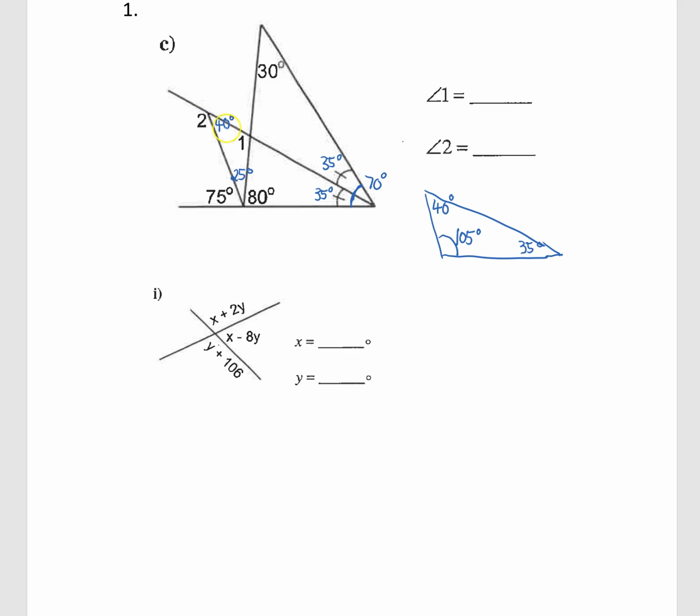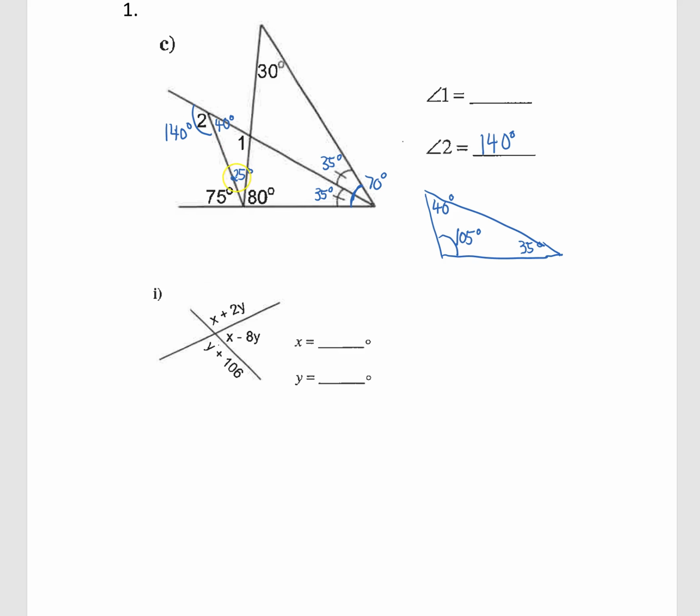So now we can see that we have a straight line here, and one angle is 40 degrees, and another angle is angle 2 that we're trying to find. So those two angles should add up to 180 degrees because a line is 180. So if we do 180 minus 40, we get 140, and that means that this angle here is 140 degrees. So we found angle 2. It's 140 degrees.